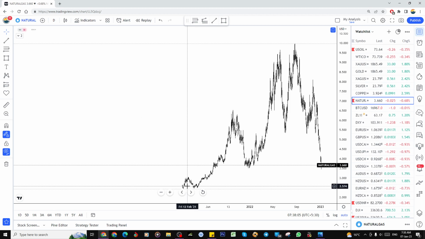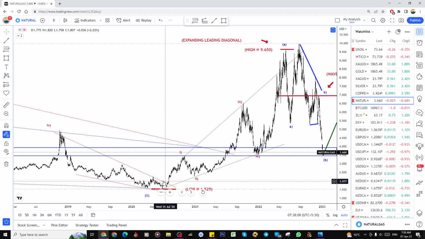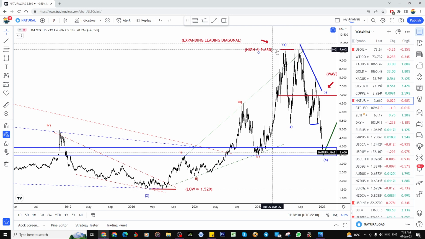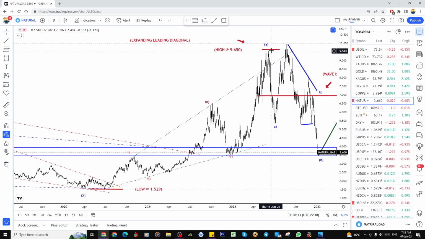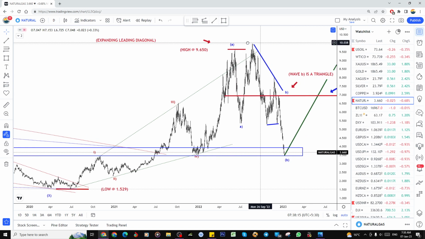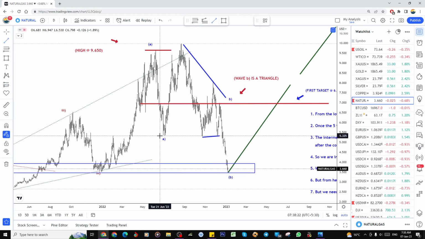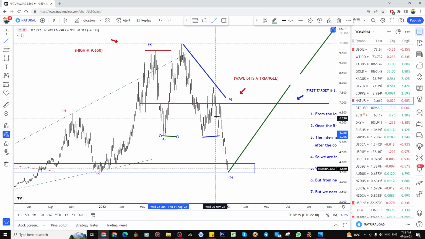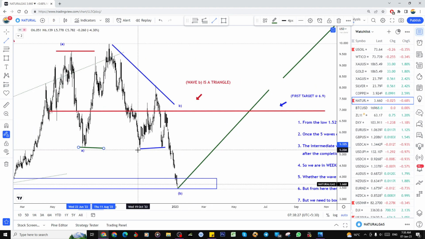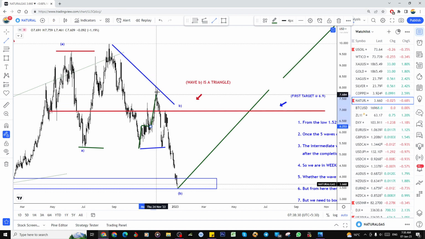Look at this. My previous analysis is 1 2 3 4 5. So I kept this as A. Later onwards, this is an expanded flat that I looked for. After that, it already broke this low also. I explained, okay, I need a bounce. It did. 1 2 3. After that, 1 2 3. It's looking like again 1 2 3.